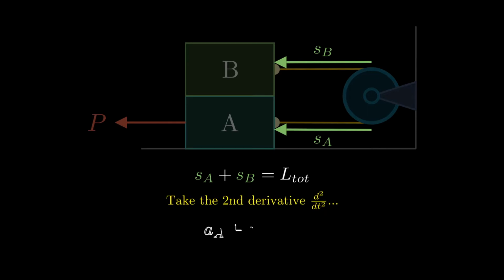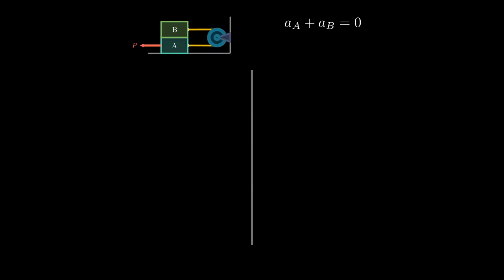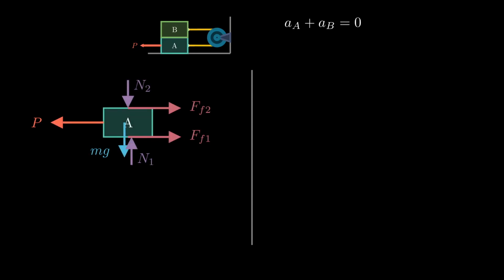If we take the second derivative, we end up with the following expression. The accelerations of the two blocks sum to zero. Let's keep that fact in our pocket and move on to the rest of the problem. The free body diagram for block A looks much the same as it did in part A, but with the addition of this new tension force from the string.